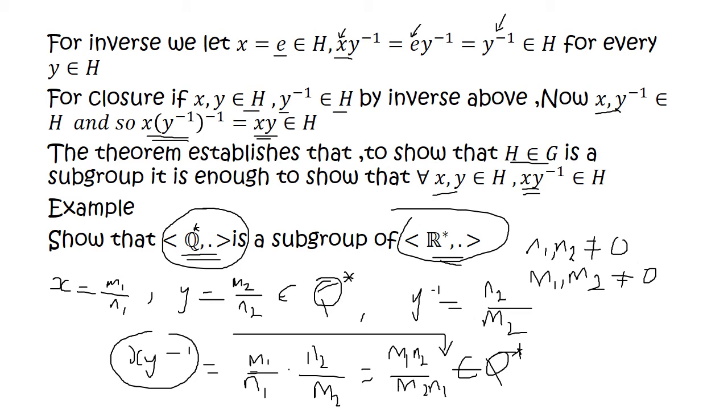Now, because y inverse is in H from what we have discussed, the condition will still hold for x and y inverse inverse, which is y. So x y will be in H, and that means the two conditions of a subgroup have been satisfied. This theorem establishes that to show that a subset H is a subgroup, it is just enough to show that for x and y in H, the product x y inverse is in H. The moment you show that, that particular subset qualifies to become a subgroup.